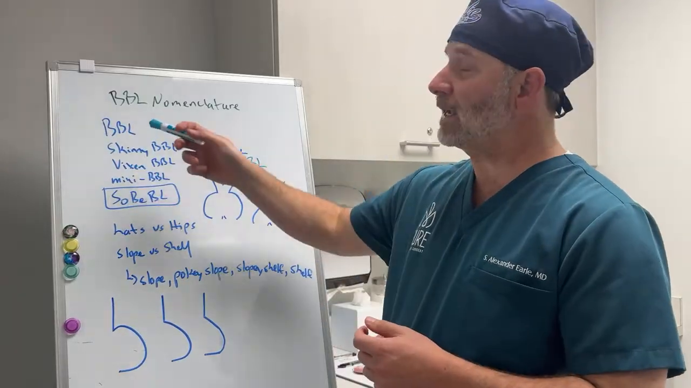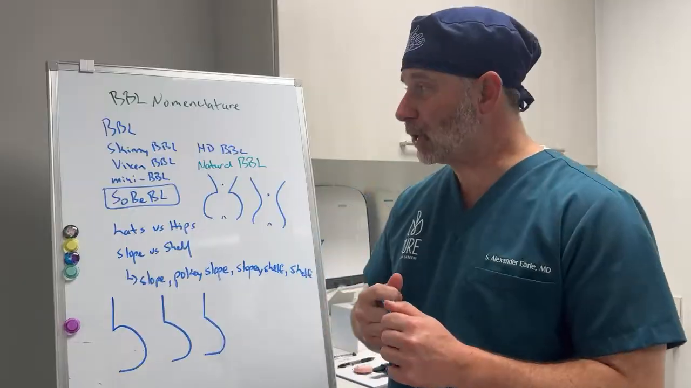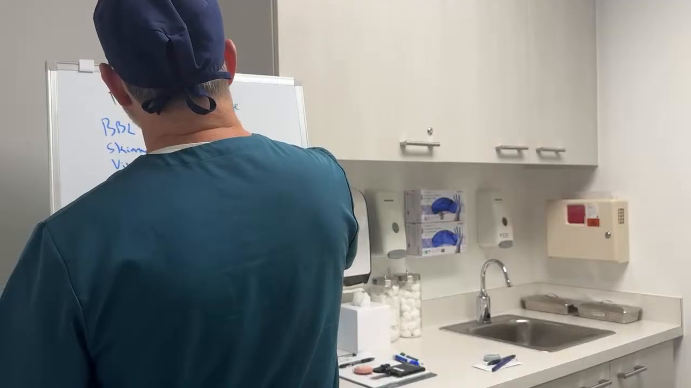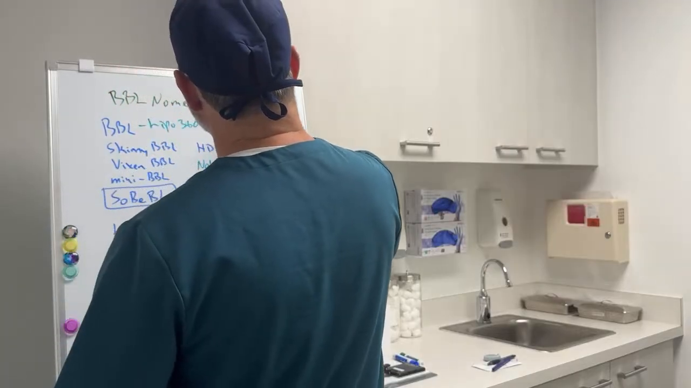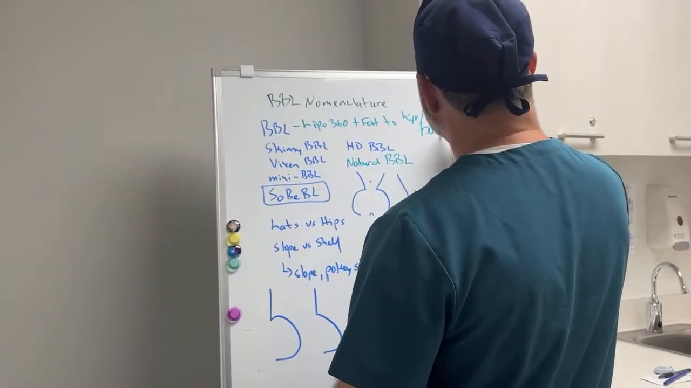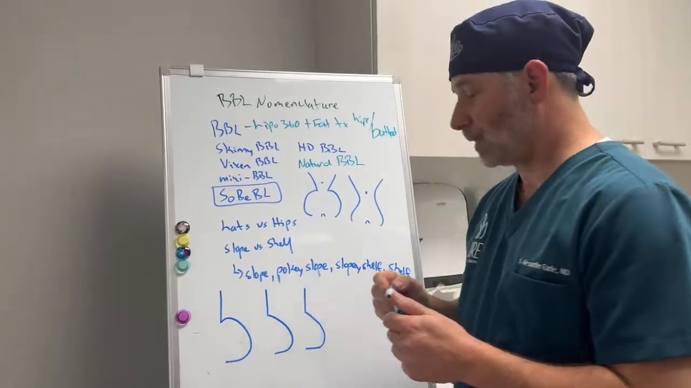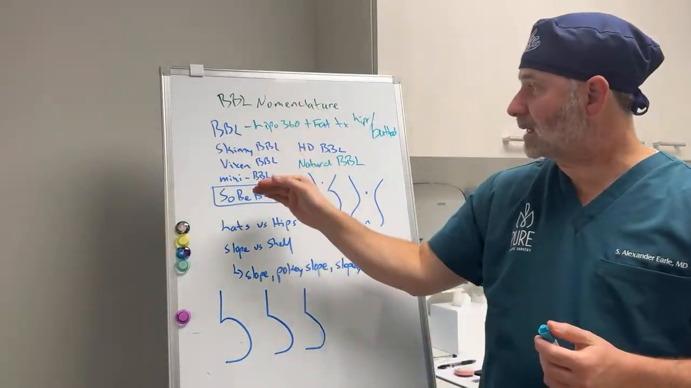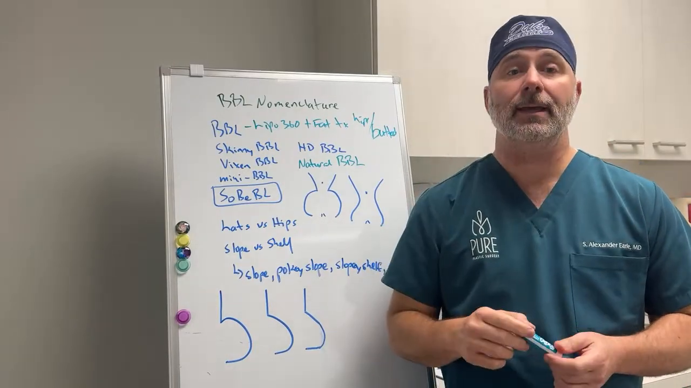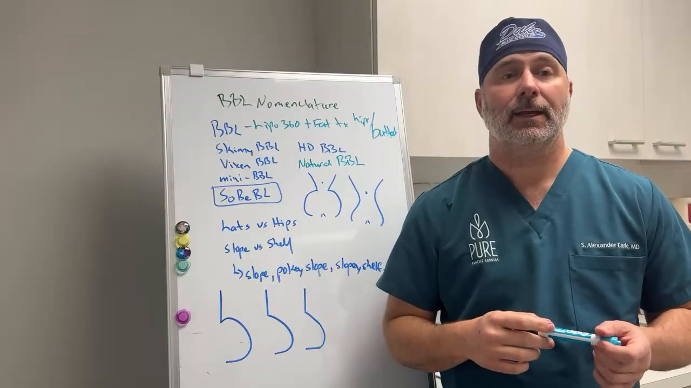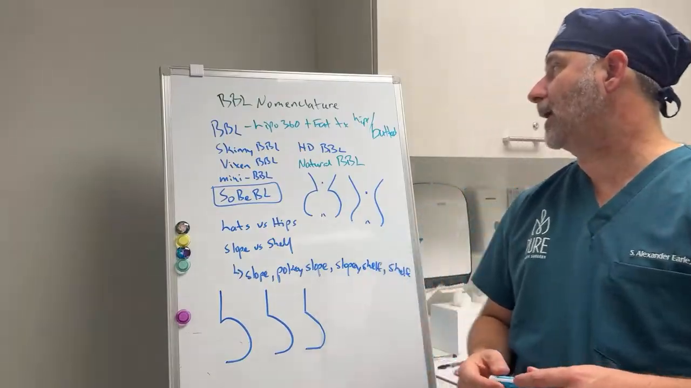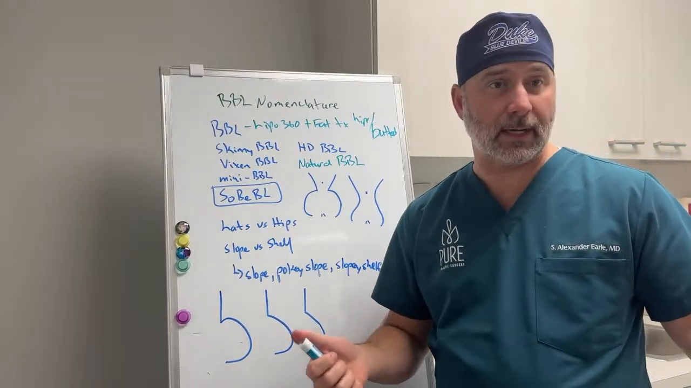So what is done with the BBL? What is included with the BBL? What's included is lipo 360 plus fat transfer to the hips and the buttock. That's included in all BBLs. Everything that I'm going to talk about after that, just know that that's included. If you want both hips and buttocks, you get both. If you want only hips, you can do only hips. That's okay too. Or if you want only buttocks, you can do that as well.